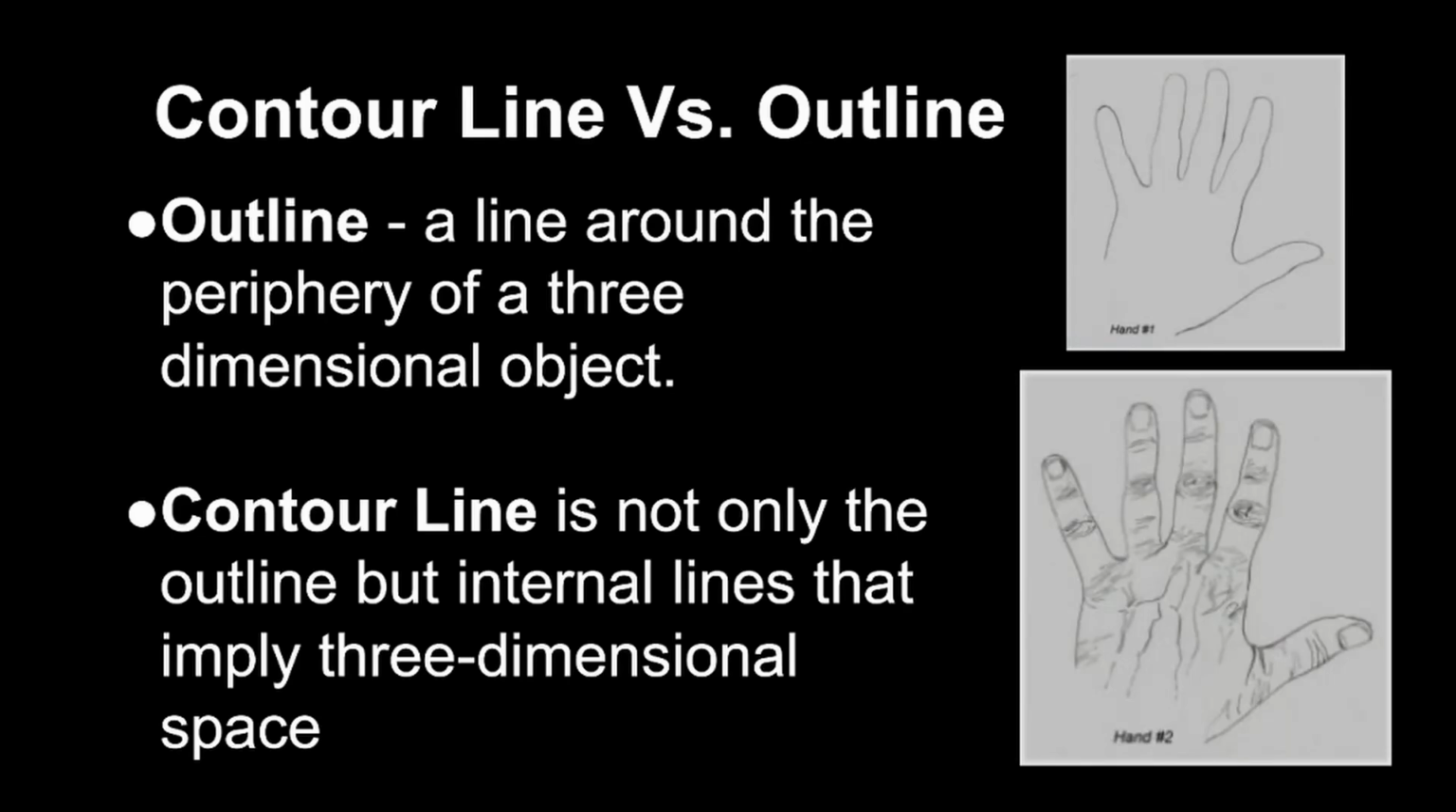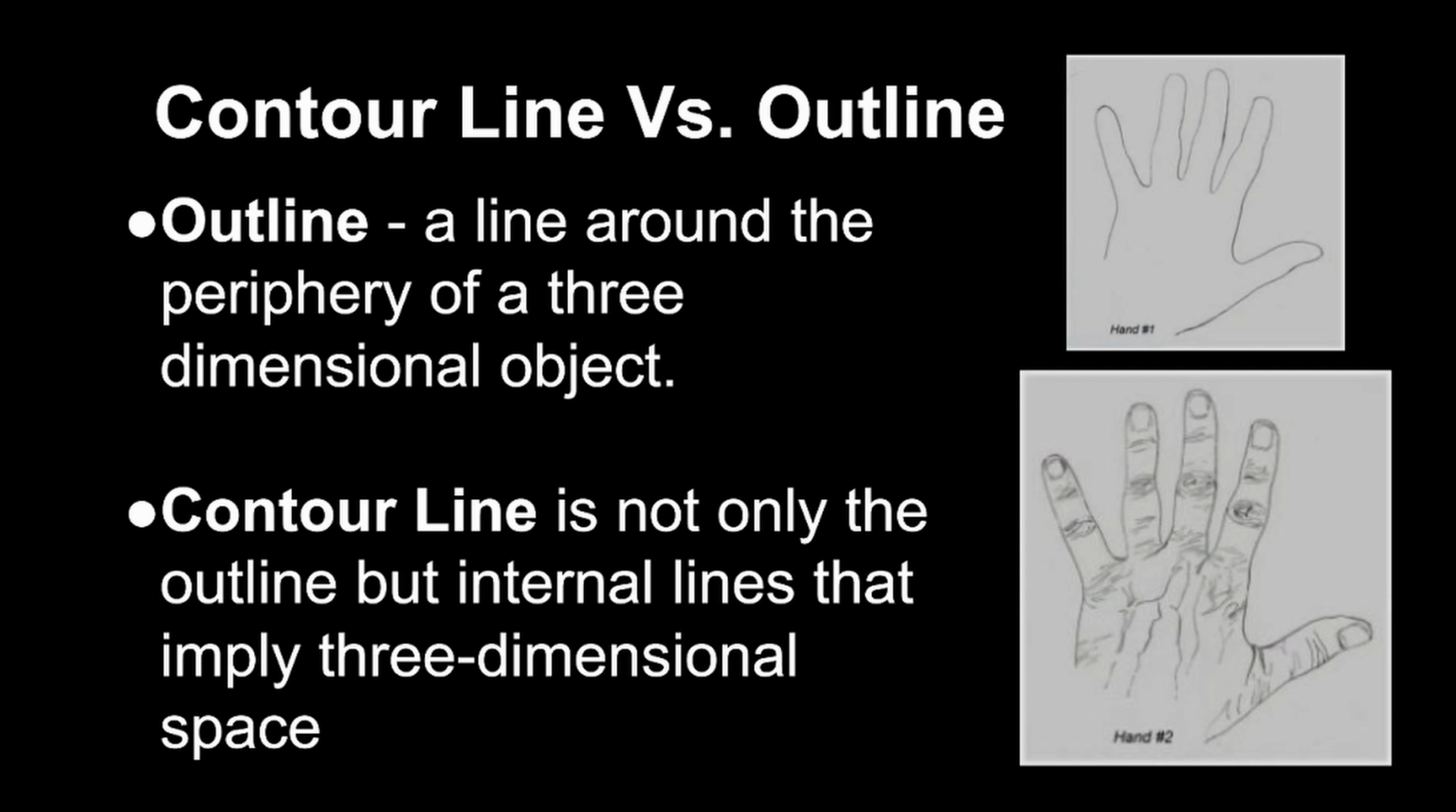Okay. Different applications of line. We're going to talk about a few different applications of line, and this is pretty crucial stuff to write down. We have contour line versus outline. Outline's pretty easy to understand. It's the outer edge of an object. Outline is a line that's around the outer edge of a three-dimensional object. So I take a piece of paper, I put my hand down on it, I trace my hand to make maybe one of those first grade turkeys for Thanksgiving, and I have an outline, kind of like that image up top.